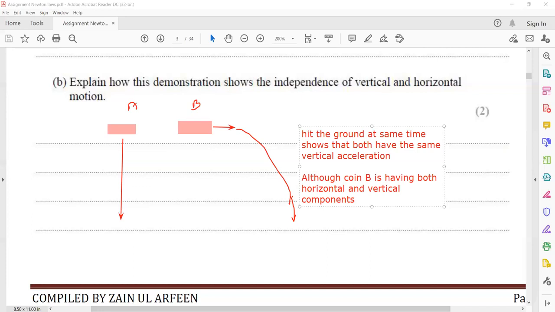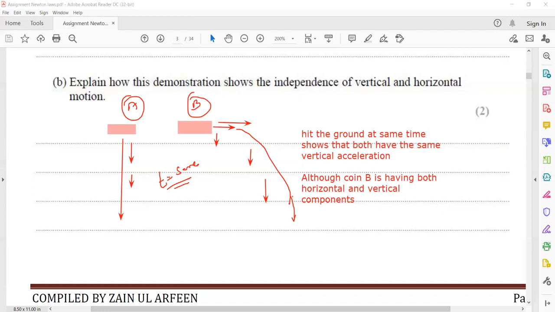So coin B is having both horizontal and vertical. It is moving horizontally as well, and it is moving vertically downward. But coin A is only moving vertically. So coin B is having both components, whereas coin A is having only one component. But because both coins took the same time to hit the ground, it shows the horizontal and vertical components do not depend on each other.